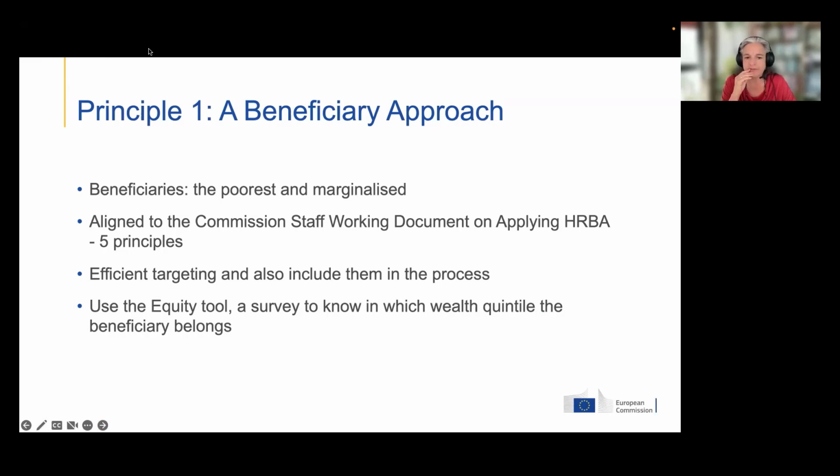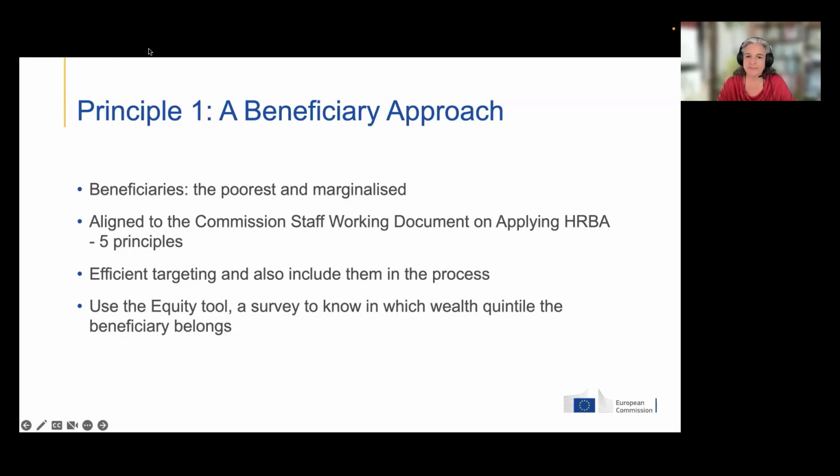For this, efficient targeting is crucial, and also to include the beneficiaries in the process when possible, which is difficult, as Matilde just said. The poorest and the marginalized communities or individuals should be collectively identified, and an outreach should be organized so that they can be included throughout the programming and the project cycle in the ideal conditions.